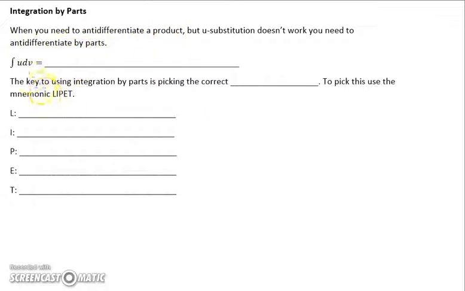What this looks like is we're going to say that the antiderivative of u dv is equal to u times v minus the antiderivative of v du. There's a product rule proof behind this where the uv minus v du comes from, but we're not going to get into it in this video. If you want to look it up, it's on page 341 in your textbook.